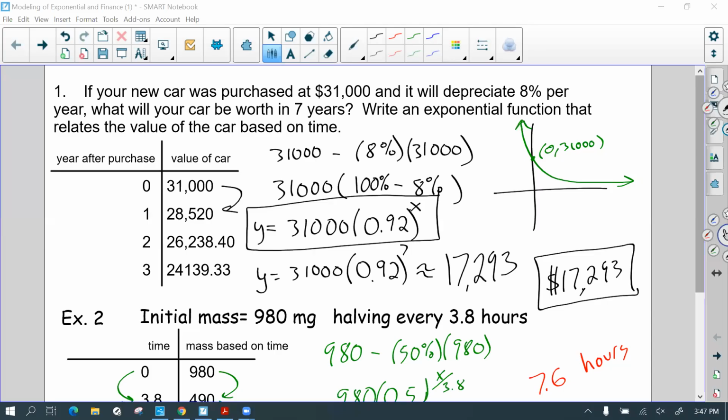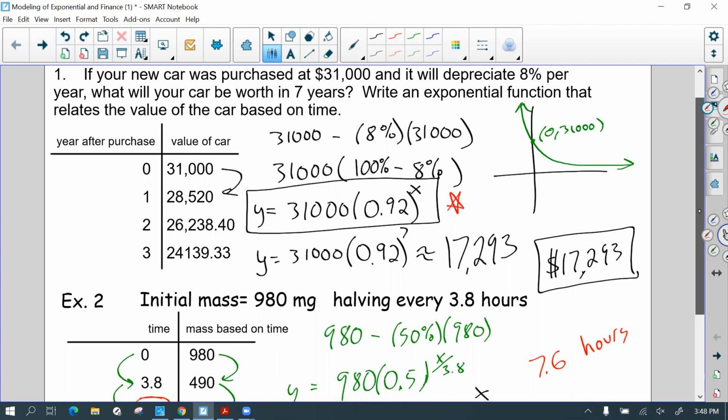All right. So yesterday in class, we talked about money and exponential functions. So the value of a car is $31,000. It drops by 8% every year. That's the same thing. That's equivalent to keeping 92% of that car's value year after year. And so that's how you would get this formula. Dropping 8% is the same thing as keeping 92%.